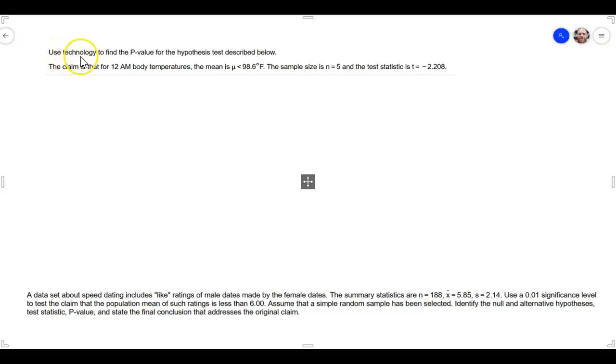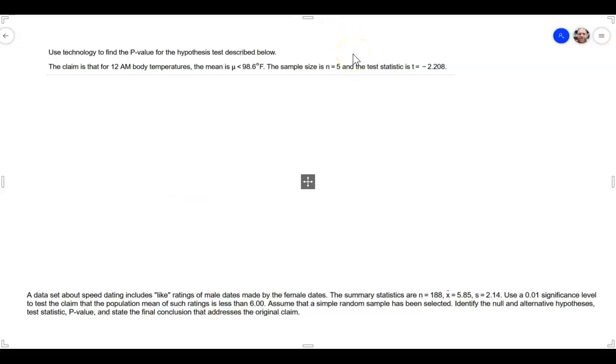So the first one says use technology to find the p-value for the hypothesis test described below. The claim is that for 12 a.m. body temperatures, the mean, this is the mu symbol, mu is less than 98.6 degrees Fahrenheit, and the sample size n is equal to 5. And the test statistic is t is equal to negative 2.208. So let's talk about what this is and how we can go about finding this.